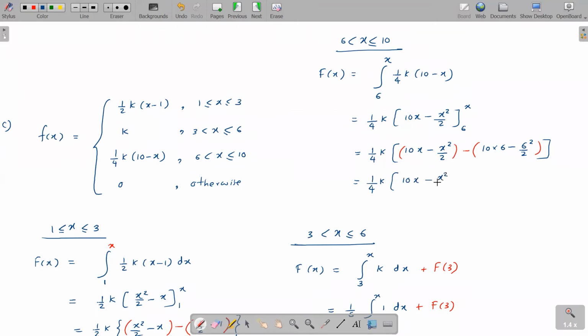(10x minus x squared over 2). What happens here? Can I know the simplified answer? 10 times 6, 60 minus 36 over 2. How much is it? Minus 12. Final answer. Okay, so from here also shall we simplify?